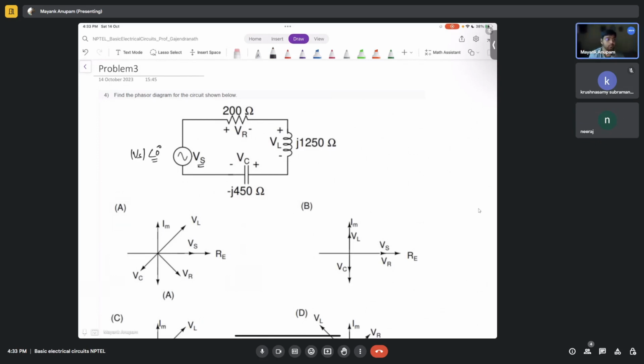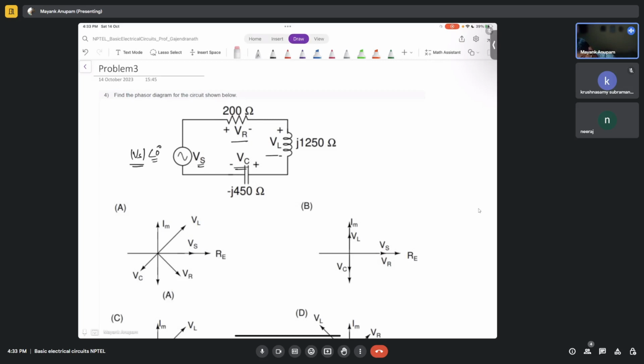Sir, the voltage source will be assumed to be the reference phasor. Yes, you assume that the voltage source is at reference phase. Basically reference phase is the same as 0 degree, right? So you assume that the magnitude of the voltage source is mod of Vs and then the angle is 0 degree. Based on that, now you have to find out what will be the different phases for VR, VL and VC. So tell me, how will you do that?